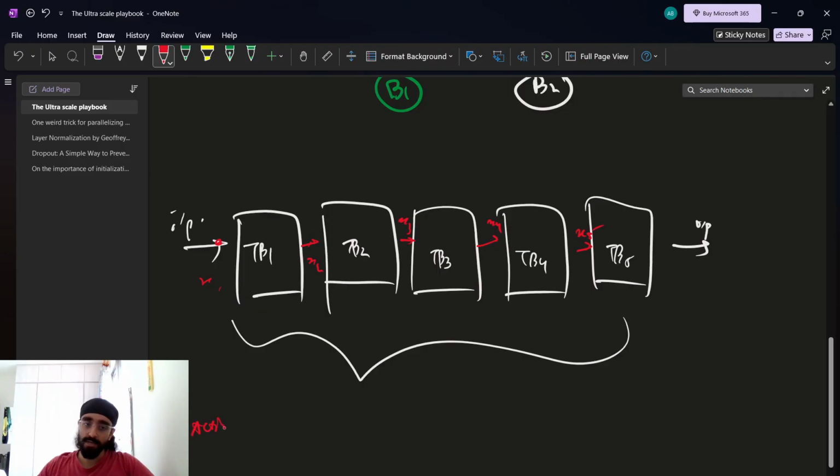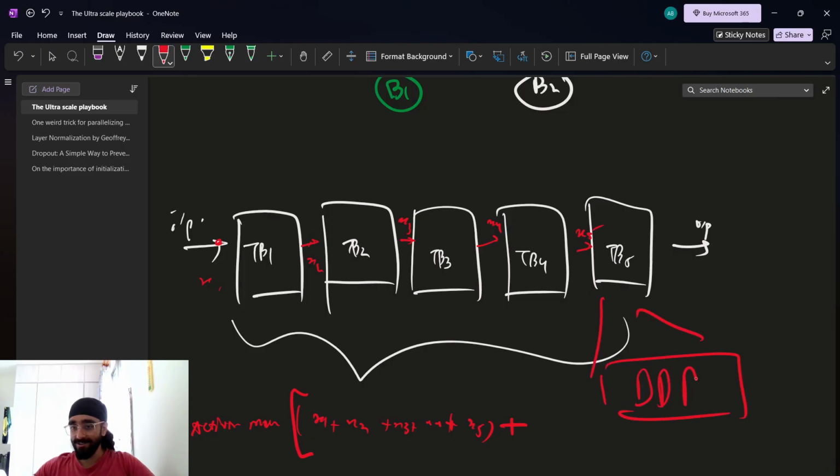So the activation memory would be the memory required for X1 plus X2 plus X3 plus X4 plus X5, plus within each transformer there are multiple layers, right? So layer 1, layer 2, layer 3, layer 4, layer 5. So XA plus XB plus XC plus XD plus XE, into the number of transformer blocks, 6 in this case.